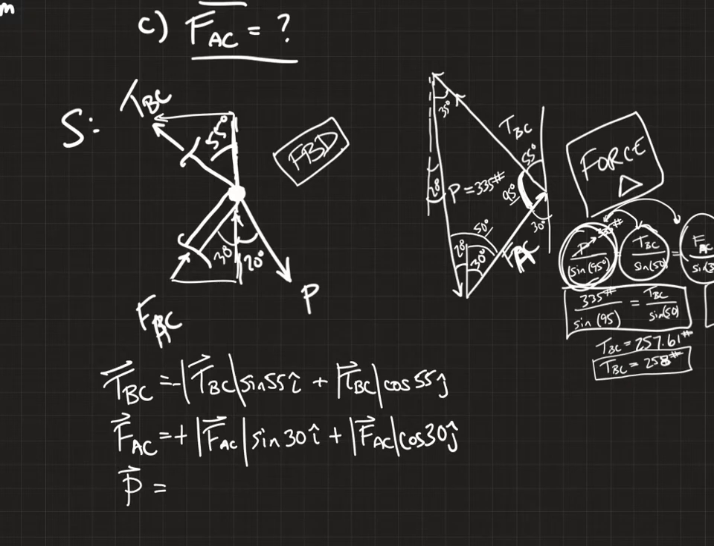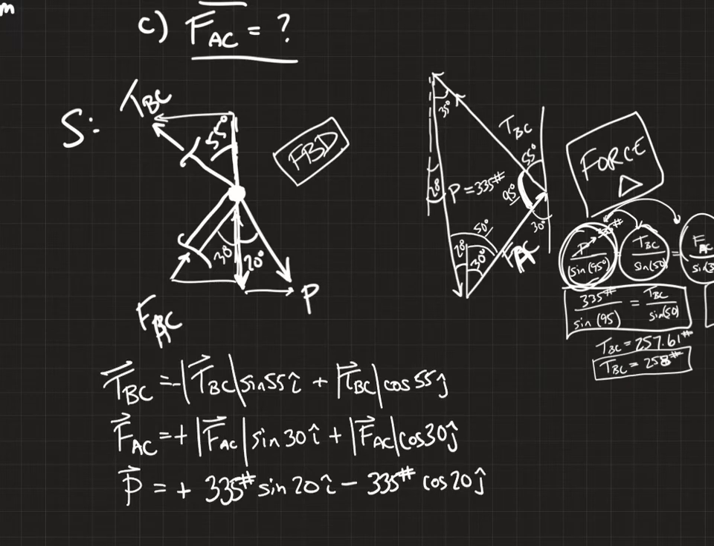Equals, and I'm going to go ahead and put, well, I'll just use P for now. And let's put in the 335, equals 335 pounds. Okay, it's in the positive x direction. And this is the opposite, so it's going to be sine of 20 i. And in the j direction, this is negative, so minus 335 pounds. And that's going to be cosine 20 in the j.